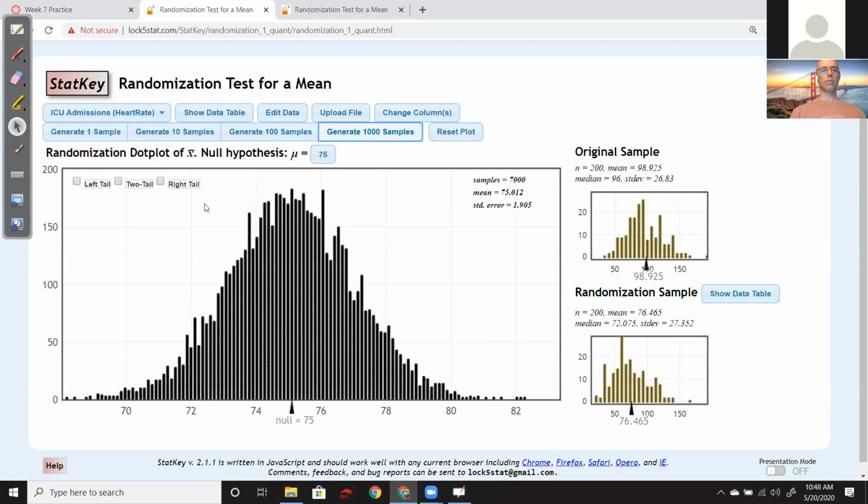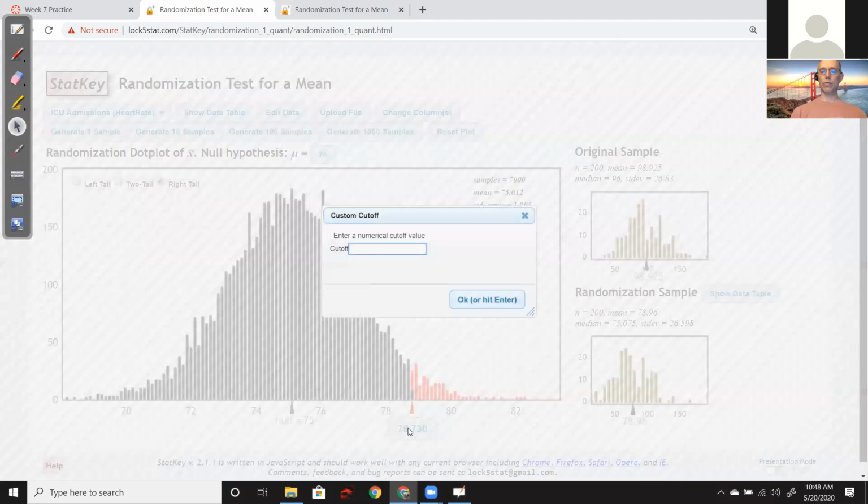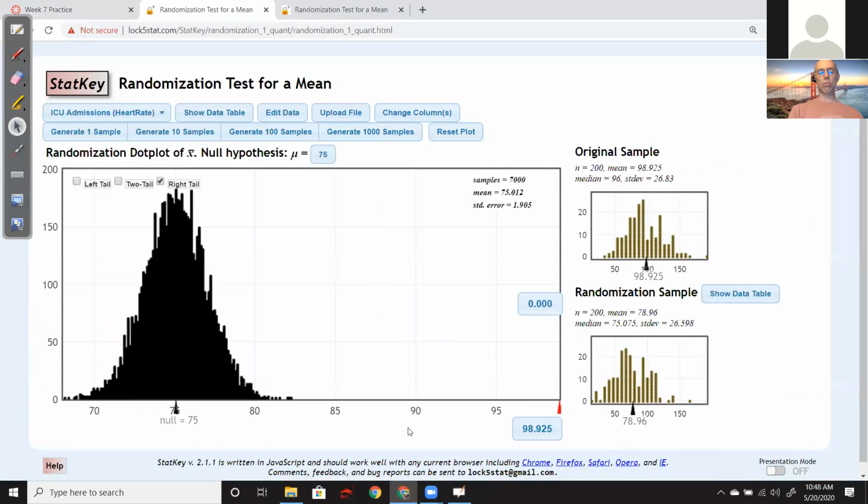Get at least 6,000, decide on your test, and then type in your value, 98.925, enter. That number is off the charts. Okay, so if somebody came to you and said, I think the average heart rate of ICU patients is 75, but I get the sample that says the average is 98, right? They are so far apart, they're not even in the same city, okay? So the p-value is pretty much 0, and that happens sometimes, okay?